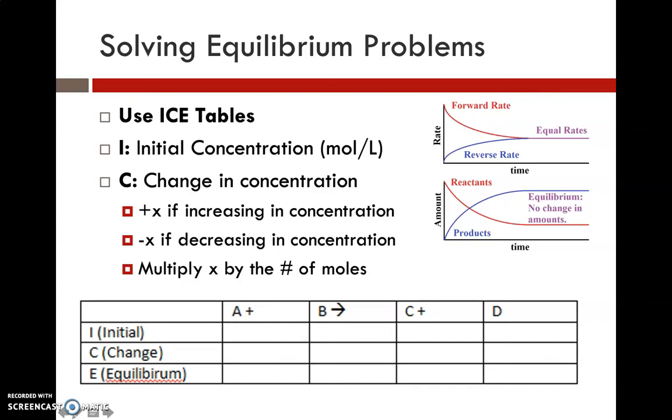A couple things to note about ICE charts is all values that you plug into this chart for each reactant or product should be as a concentration, so moles per liter. So you may have to do some calculations to get to concentration. And in change, you're going to use an X. You're going to use a variable to show that it is increasing or decreasing. And that X variable will always have the same coefficient that the species under which it sits has.